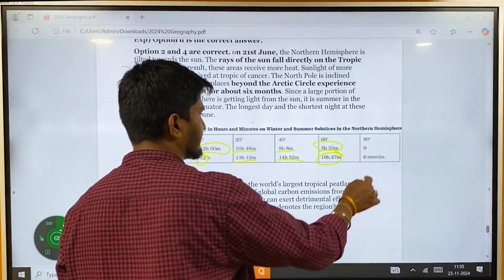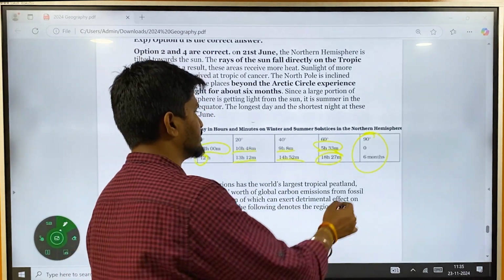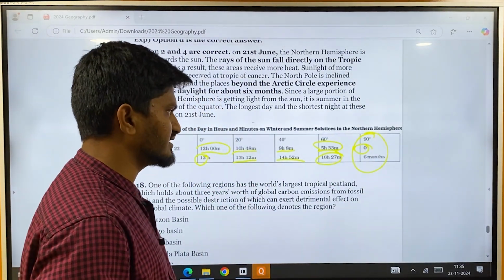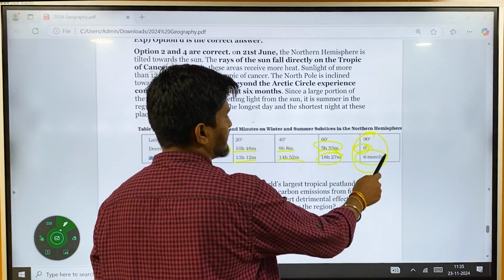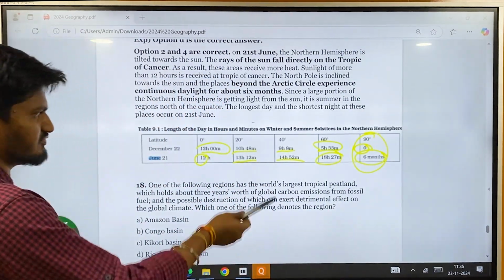And at 90 degree, during the winter, it will have zero visibility, meaning zero sunlight, 0 hours of sunlight. In the summer, it will have 6 months of sunlight. Okay, so this is reverse for the southern hemisphere.